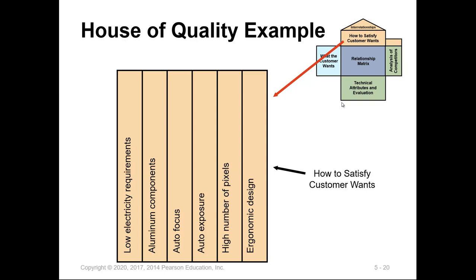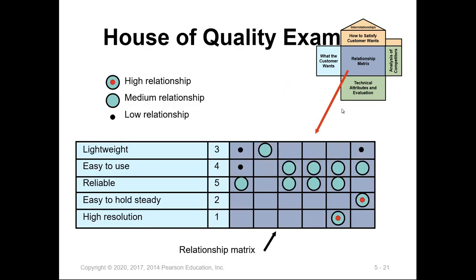To satisfy customer wants, we design the product with specifications that map to each want, such as low electricity requirements, aluminum components, autofocus, auto exposure, high number of pixels, and ergonomic design. The low electricity requirement has a low relationship with lightweight, and that can be represented by the weight of the battery that will be used in the camera.